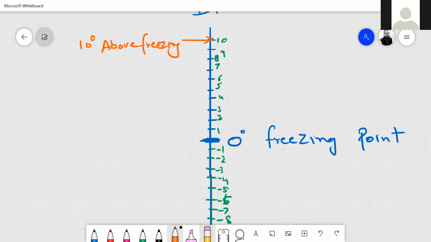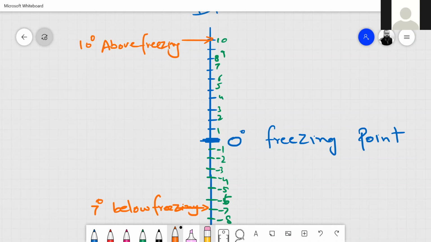This is the point. And below means down. Below means down. 7 degrees below the freezing point, so it will be here. 7 degrees below. Okay, understand? Yes, yes.